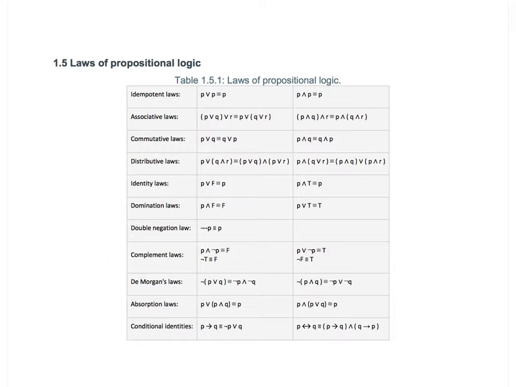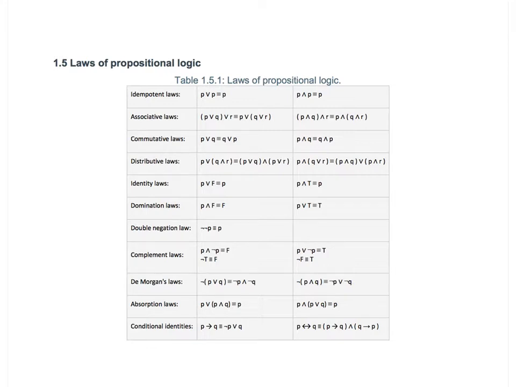We have the same rule, the same law, but in conjunctive form. The conjunction of P and P is again equivalent to P. We have associative laws. The disjunctive form looks like this: P or Q or R is logically equivalent to P or Q or R, which means by changing the place of parentheses, we still have the same truth value. And this is also true for conjunction.